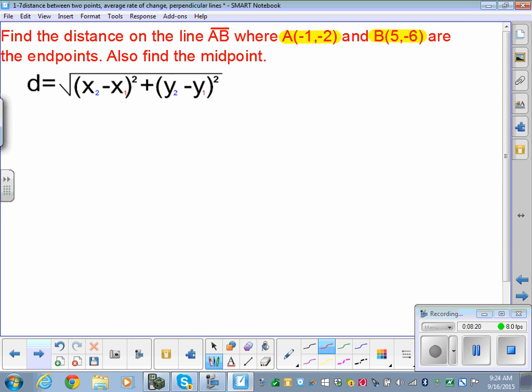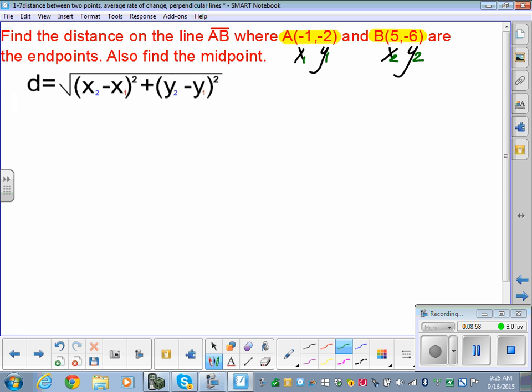Okay, so it says find the distance on line AB, where A is -1, -2, and B is 5, -6. Those are the endpoints. Find the midpoint as well. So I'm looking at this. I'm not going to graph it. I'm just going to use the information and find the distance between those 2 points. Is that okay with everybody? Okay, so first of all, I have an XY point right there. I have an XY point right there. Which one do I want to call my first point? It doesn't matter. As long as you stay consistent, I'll call this my first point. I'll call this my second point.